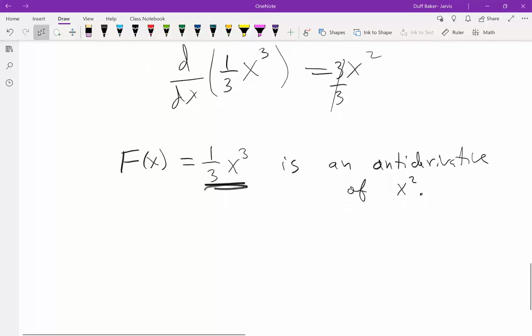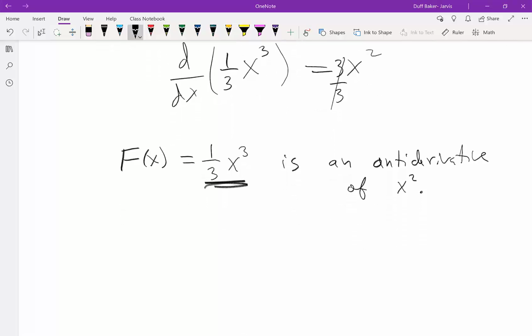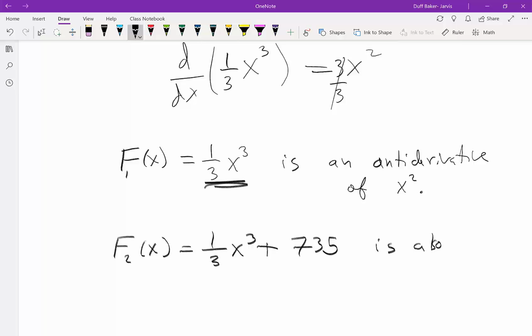And now if we want to find another one, so maybe we call this one f1 and this one will be f2. If I take the same thing and then I just add a constant to it like 735, this one is also an antiderivative, right? Because if I take the derivative, the derivative of the constant just goes away. Okay, so nothing super complicated there.